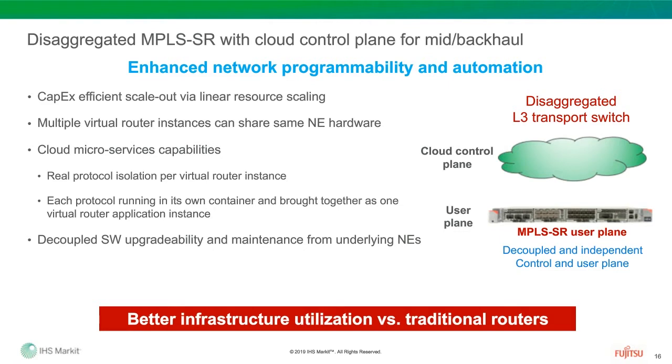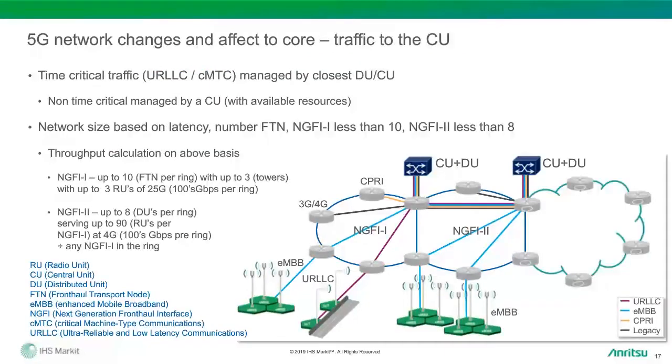Multiple virtual router instances can share the same network element hardware through cloud control plane virtualization. Microservices are defined in the cloud on a global basis with protocol isolation per router instance. Maintenance and upgradability is simplified through decoupled software from the network element. This disaggregated cloud control plane architecture for the transport router offers better infrastructure utilization versus a traditional router architecture. Let me now hand it over to Stuart.